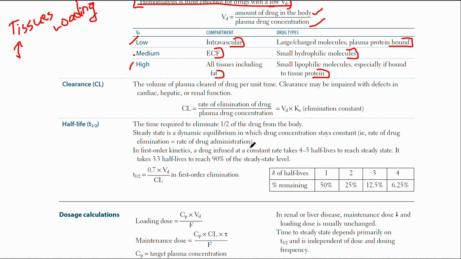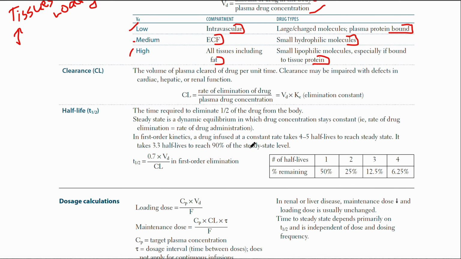So let's talk about clearance. What actually is clearance? Clearance is the volume of plasma cleared of drug per unit time. That is clearance, right? This is a very confusing thing. All of the students get confused by this definition. So just remember, this is a portion of your blood where there is no drug per unit time, right?